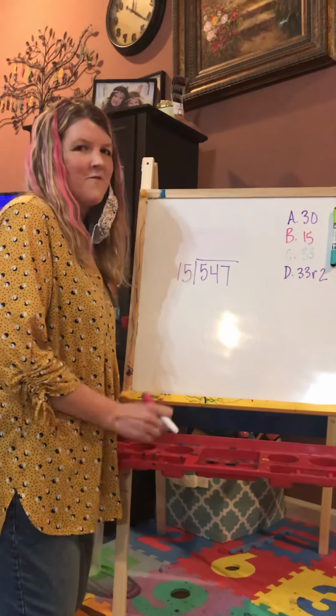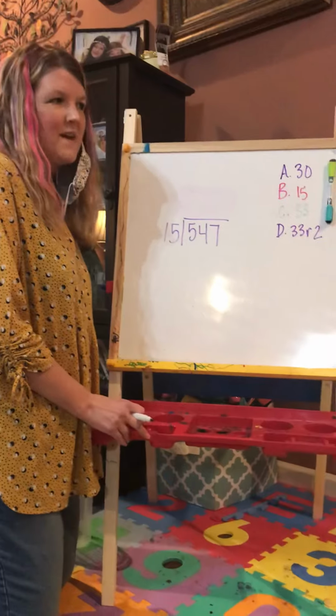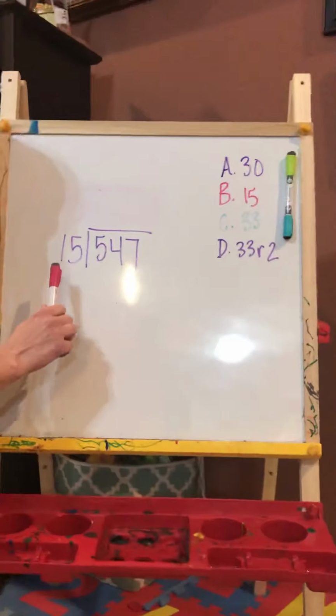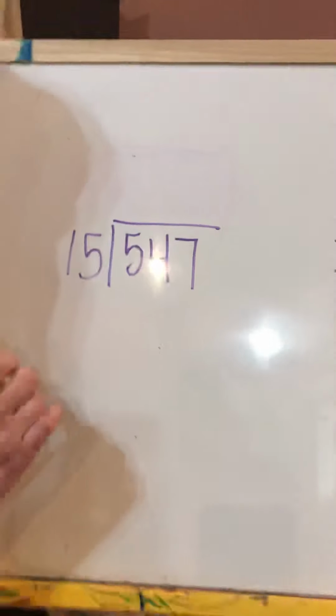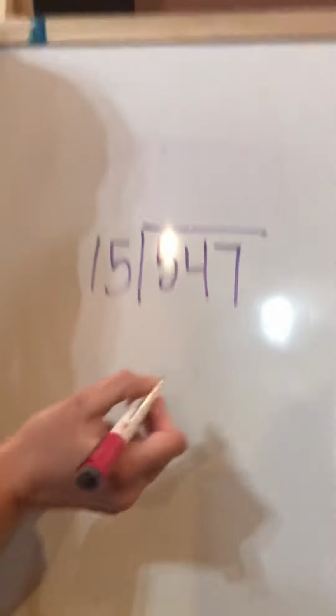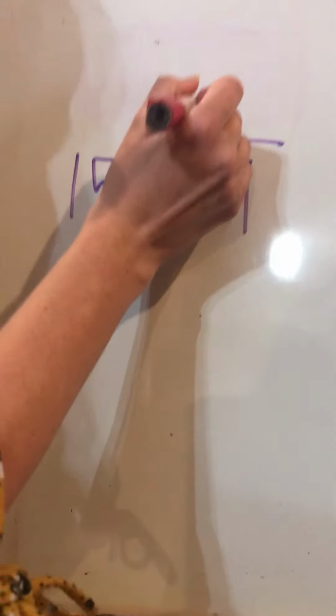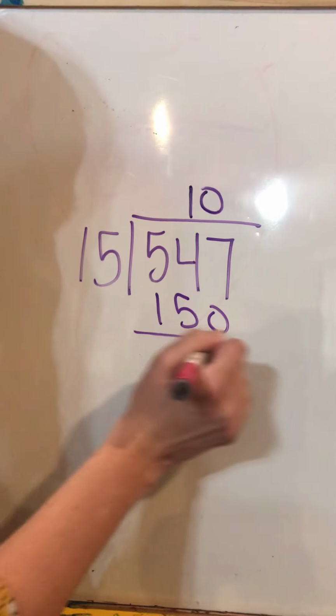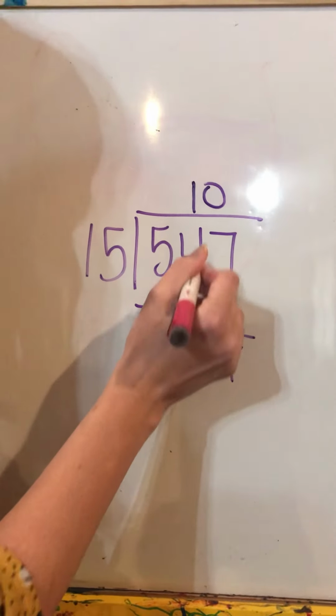Hi everyone, we're going to solve this division problem and I'm going to use the big 7. So I'm looking at how many groups of 15 I can make with 547. And if you don't know where to start, you can start with 10 with this problem, because we know that 10 times 15 would be 150. So then I subtract to see what I have left over.